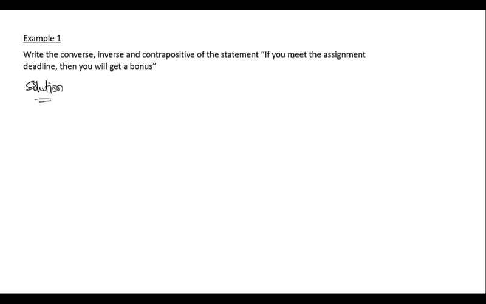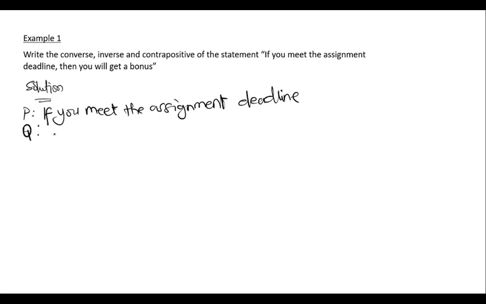Now, if you meet the assignment deadline, then you will get a bonus. This is a big statement, and it can be divided into two statements. The first statement, let's denote it with P, will be: if you meet the assignment deadline. Then the second statement Q will be: then you will get a bonus.